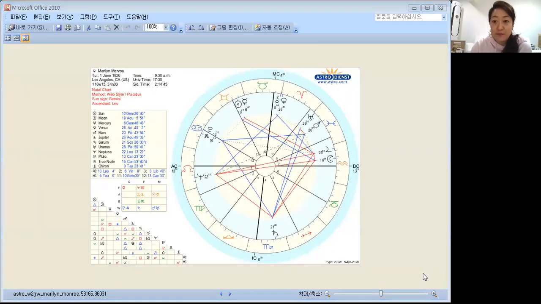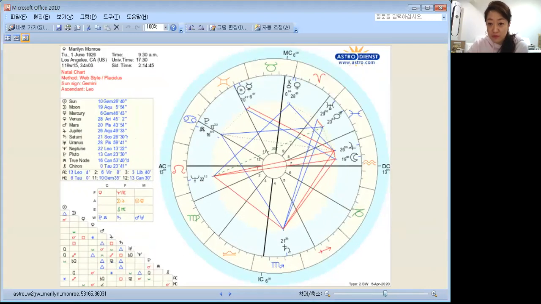All right, so hope you can see this chart. This is a chart of Marilyn Monroe. I can make it bigger. Okay, so this is from astro.com. And when you put in your birth info with the city and time of birth and all that up here, this is the kind of thing they're going to show you. Okay, so this is the wheel chart.